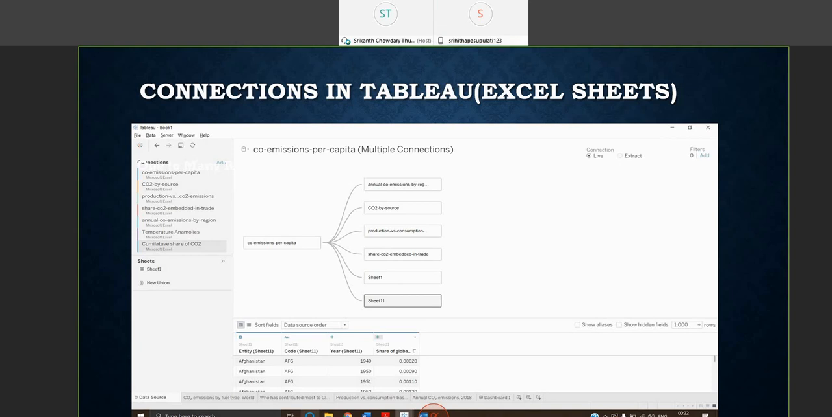And in the connections in Tableau, here you can see that we have taken the different tables and joined them. For joining, we have used the year column because the year is unique in all the tables. So we have taken year to combine, and we have kept it in a single table.